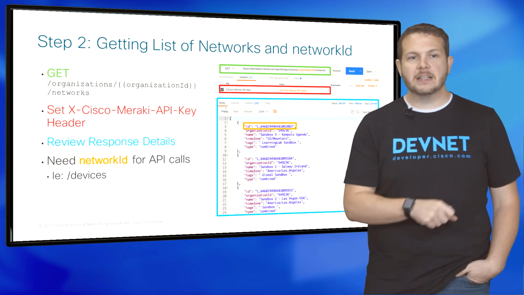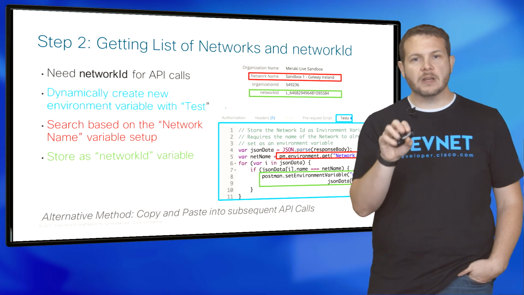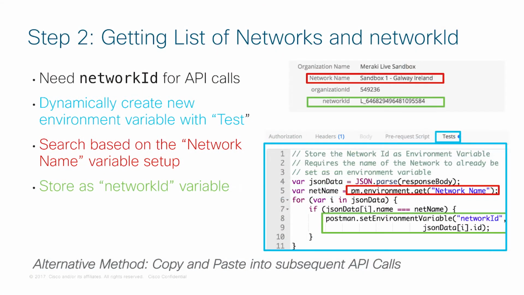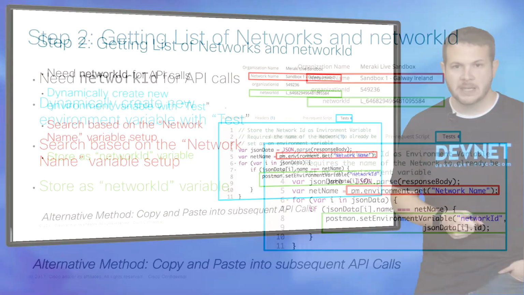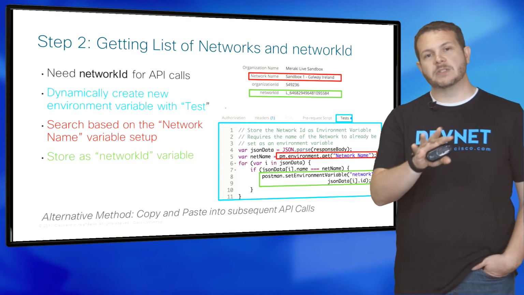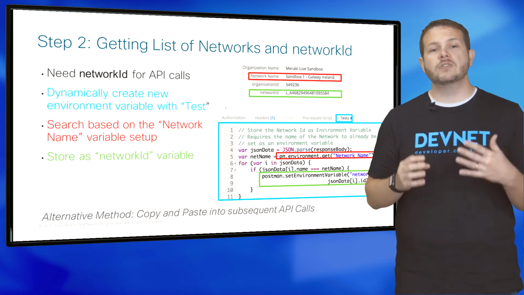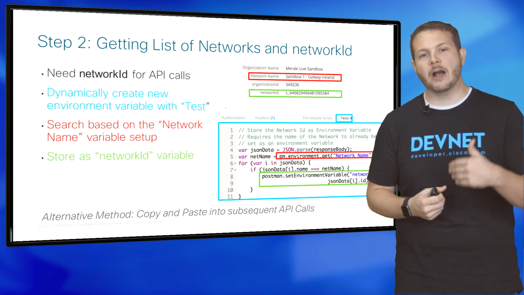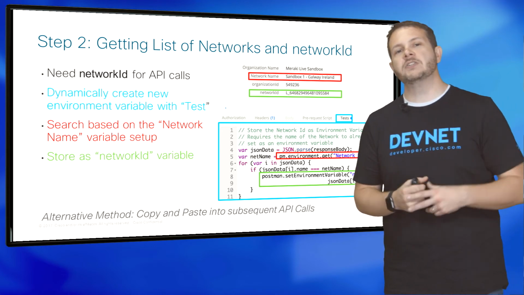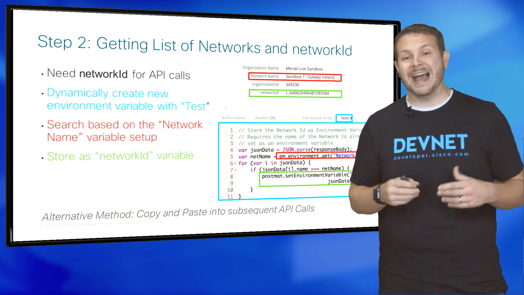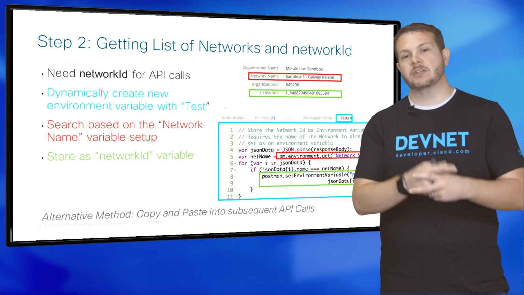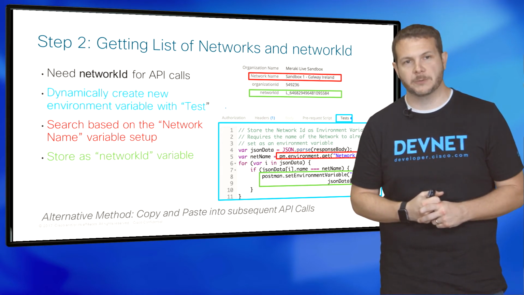Now that network ID that's returned, we're using that same trick, that same test capability inside of Postman, to create a new environment variable called network ID. We can use that network ID inside of further requests for devices and other information we might be interested in. Now if you don't want to get started with some of this JavaScript in the tests, you certainly can copy and paste from the output from one API call into another one as an alternative to actually doing the automation of the creation of these environment variables.